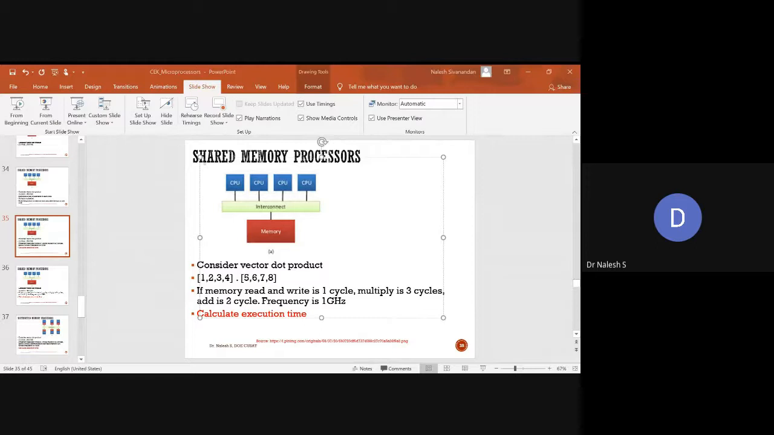So all of you are sleeping or what? I don't see any of you responding. So how many cycles will it take? So 1 cycle for reading. You have to read 2 data. 3 cycles for multiply. 1 cycle for writing back.